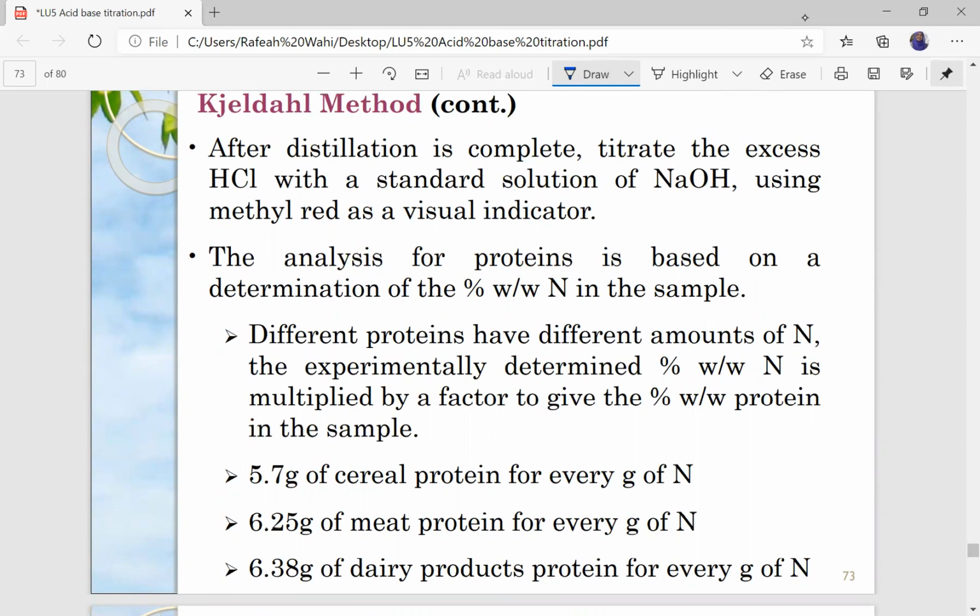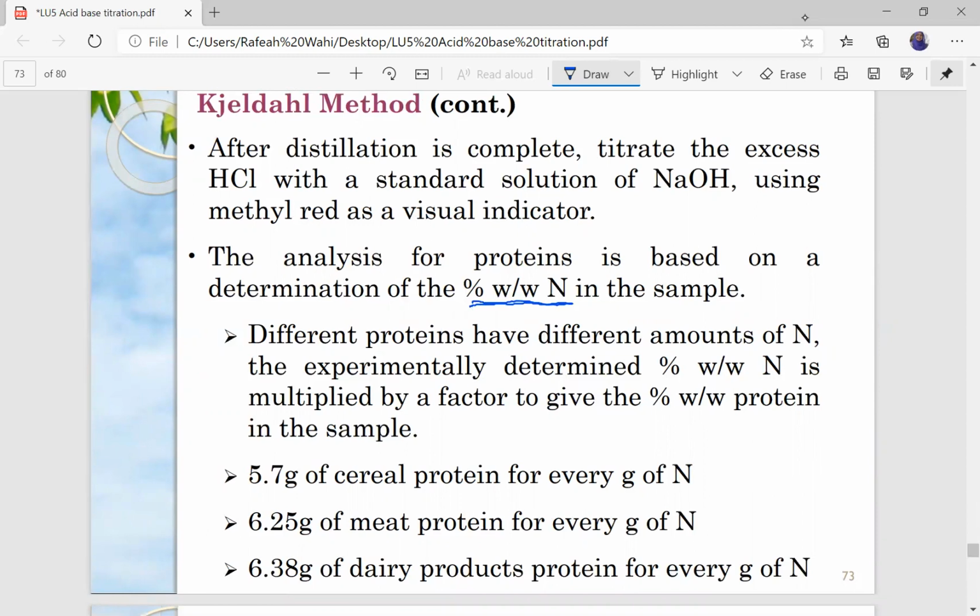The experimentally determined percent weight to weight nitrogen is multiplied by a factor to give the percent weight to weight protein in the sample. So basically in the Kjeldahl method, you are looking for percent weight to weight nitrogen, and then you multiply it with a factor depending on the type of sample that you have to get the weight to weight percent of protein. These are the three main things that you have to understand in the Kjeldahl method.